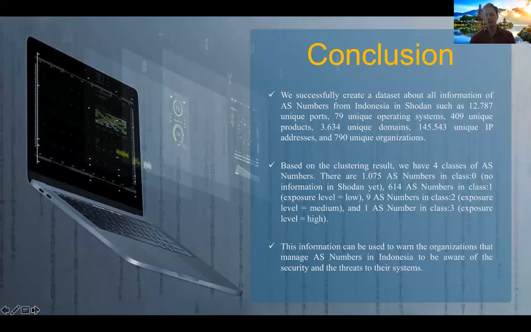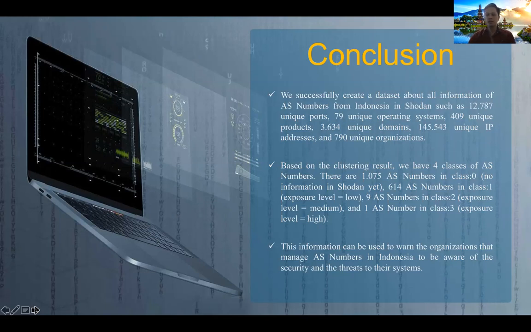The conclusions: we successfully created a dataset of all information about AS numbers from Indonesia in Shodan, such as 12,787 unique ports, 79 unique operating systems, 409 unique products, 3,634 unique domains, 145,543 unique IP addresses, and 790 unique organizations.